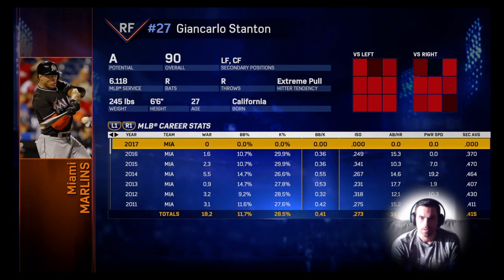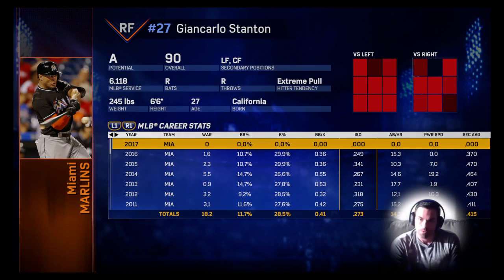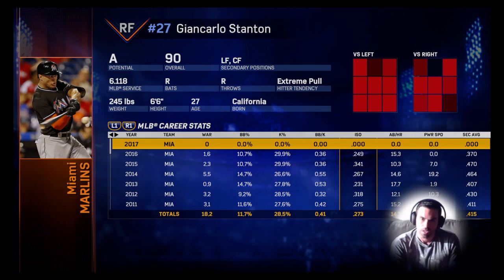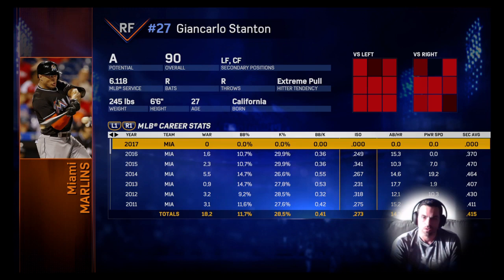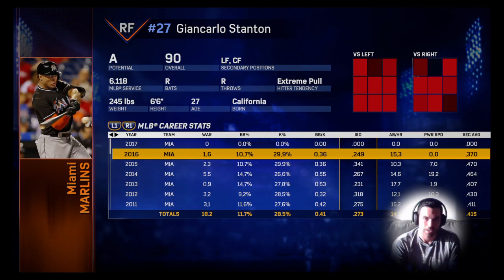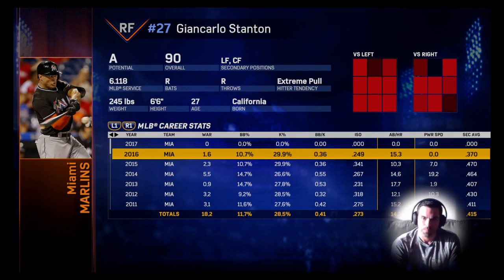ISO is an interesting sabermetric stat. It's a really simple equation. It is just, I have to think now, it's slugging percentage minus batting average. And so the idea is that you're just kind of looking at a player's power, right? So these numbers can sometimes look low, but keep in mind that they're subtracting batting average, right? So that's why they seem low. But the idea is it shows you a player's kind of true power. FS per home runs is pretty obvious.